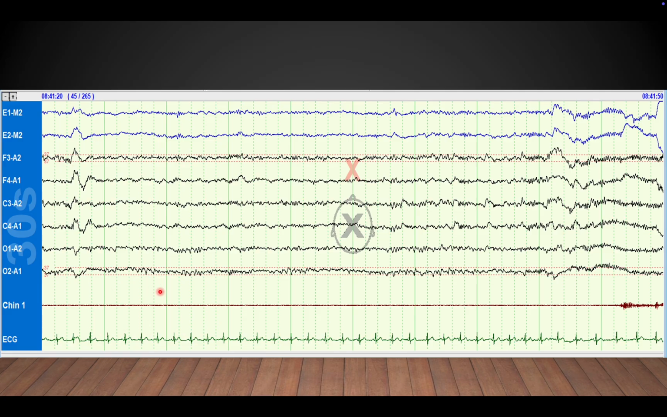This is an example of the MSLT montage. We can see that the eye channels are there, the right and left eye, and the EEG channels for the sleep pattern, and then chin EMG for the EMG signals, and then ECG is recorded.